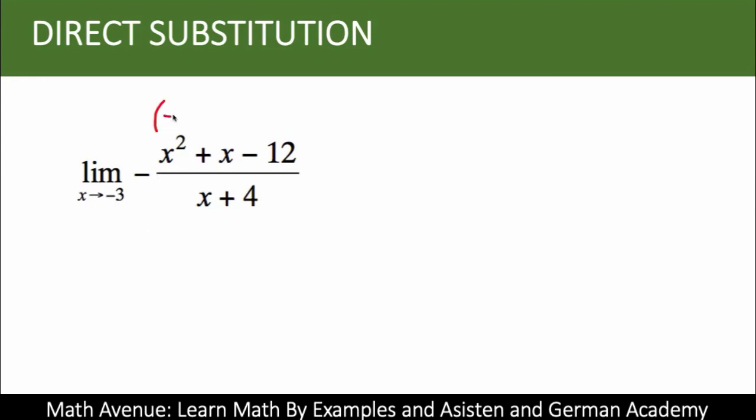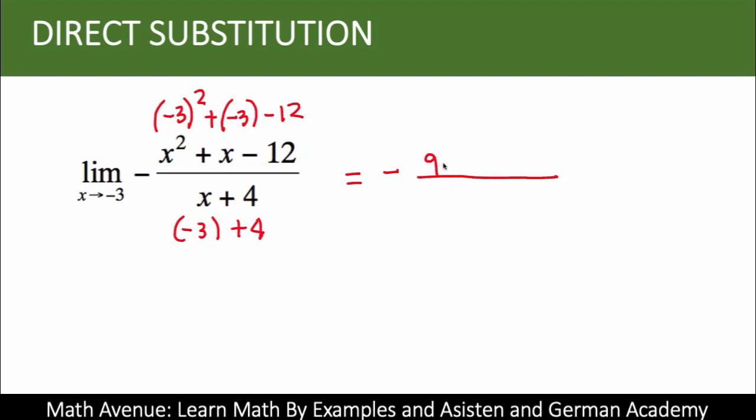So we have here negative 3 squared plus this x becomes negative 3 and minus 12. In the denominator, we are going to substitute negative 3 for this x to get negative 3 plus 4. And so, by direct substitution, you have this negative sign. Negative 3 raised to the second power is positive 9. You have here minus 3 minus 12 over negative 3 plus 4, which is positive 1.